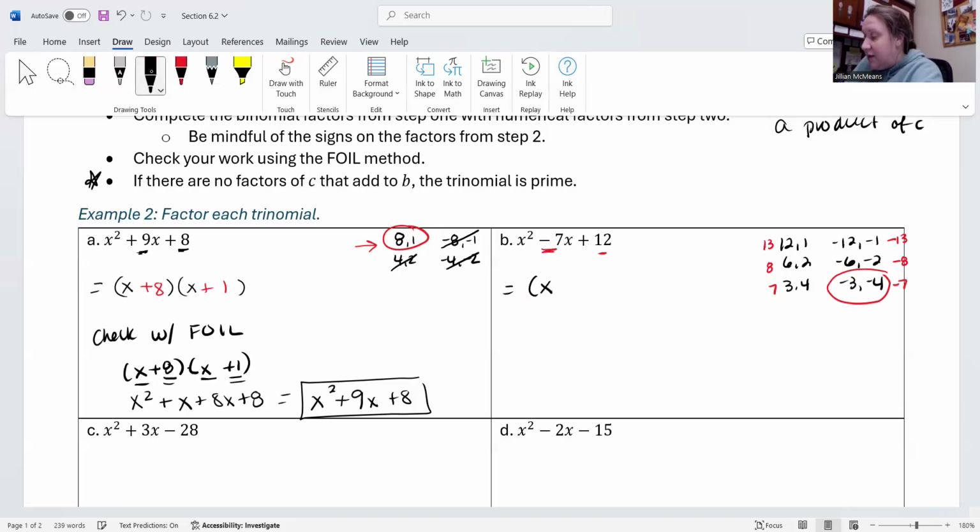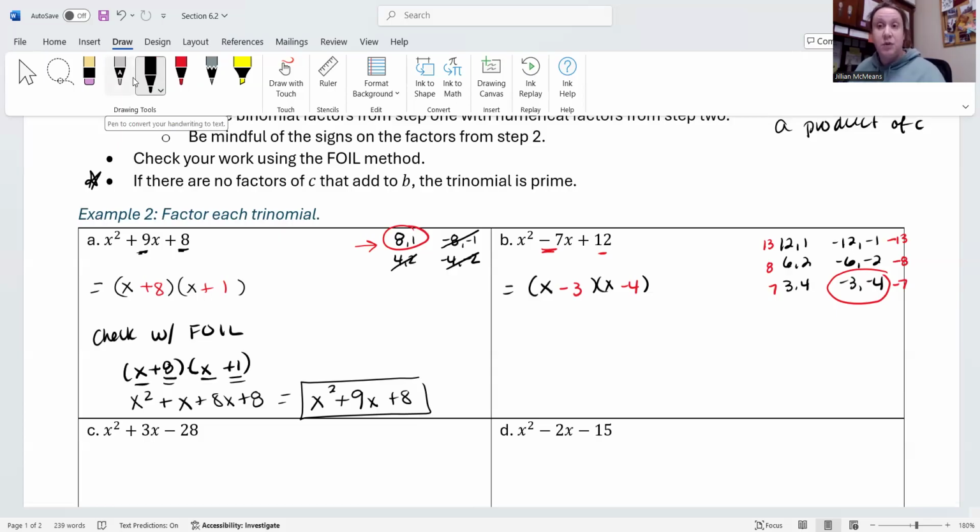So I have x and x, starting two binomials, both with an x. That's going to give me the x squared when I FOIL. And then I'm going to fill in the remaining factors as negative 3 and negative 4. Now, it does not matter which binomial you put the negative 3 and which binomial you put the negative 4. I could do x minus 4 times x minus 3.